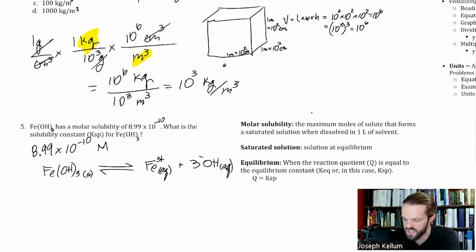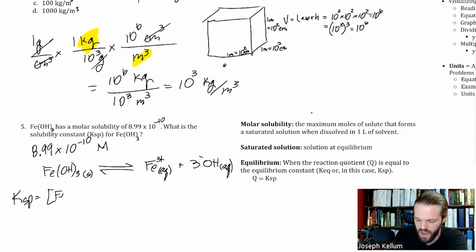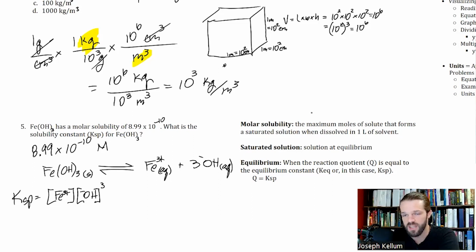The problem is asking us to solve for the KSP, right? That's the same as the equilibrium constant. When you set up an equilibrium constant equation, you have to put products over reactants. So we have KSP equal to the concentration of iron 3 plus, times the concentration of OH minus. And we have to raise the OH minus to the power of 3 because there are 3 of those for every 1 mole of iron 3 hydroxide that goes in.